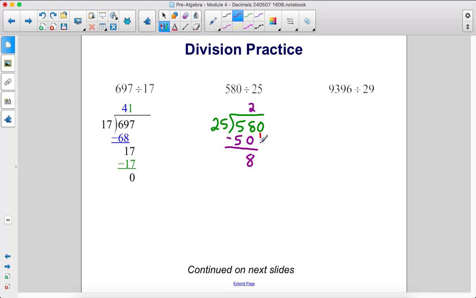We're going to bring down the next number. 25 goes into 80 3 times. 3 times 25 is 75. And that gives us 5. There's no more numbers to bring down. Therefore, we're done. We have a remainder of 5. The answer is 23 with a remainder of 5.